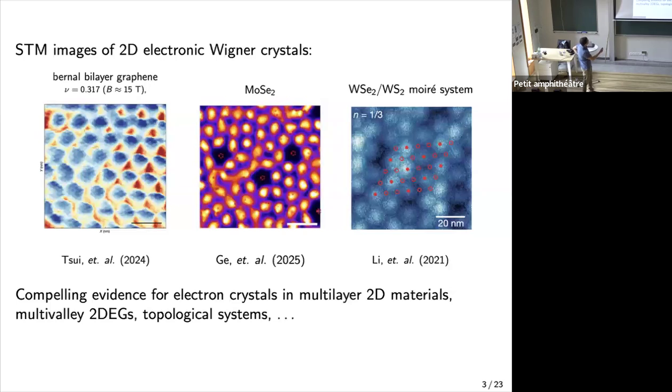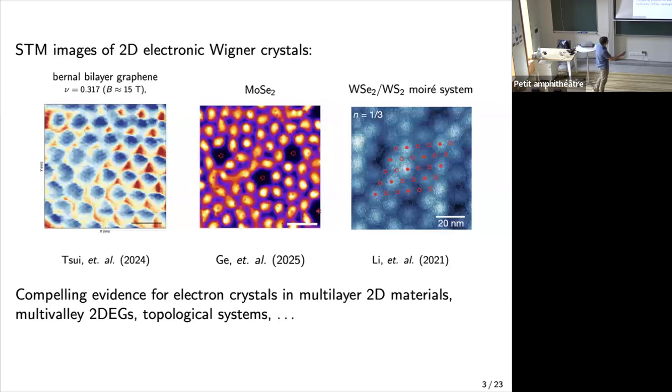One difference between this one and this one is that these TMDs are known to be more disordered than graphene. And so this electron crystal is actually being warped by impurities, which are these holes with the red circles. So you can see that the electron crystal is warping and deforming in a way to accommodate these charged impurities. But nevertheless, you can see clearly this tendency to the formation of a triangular lattice electron solid.